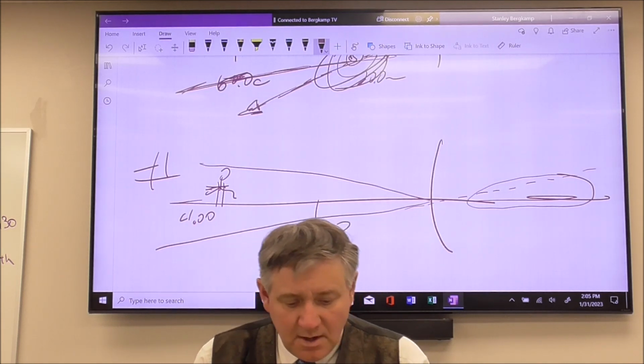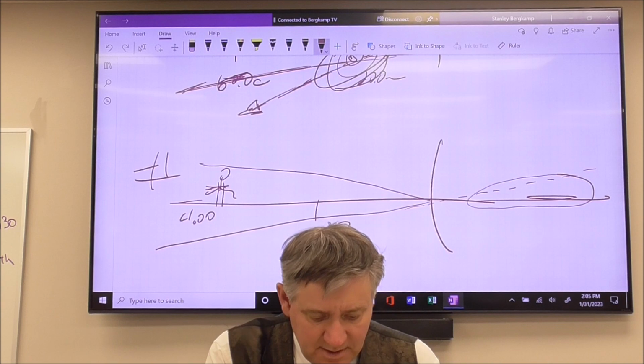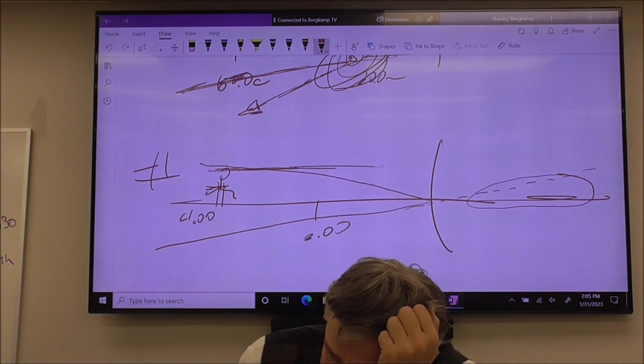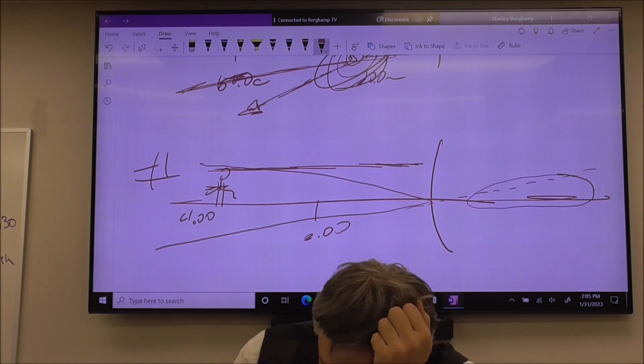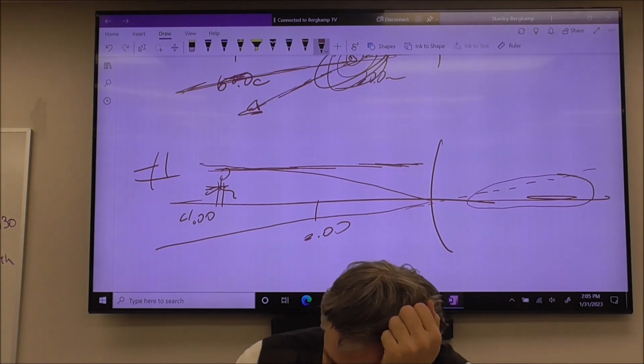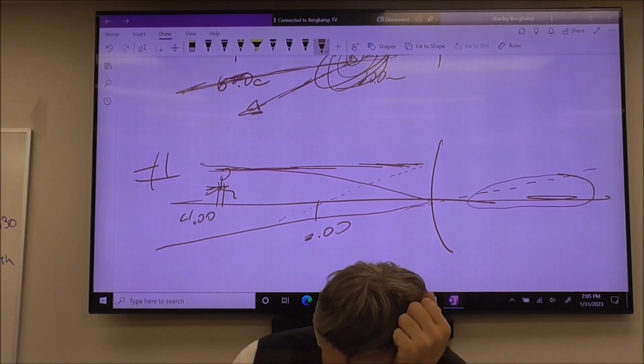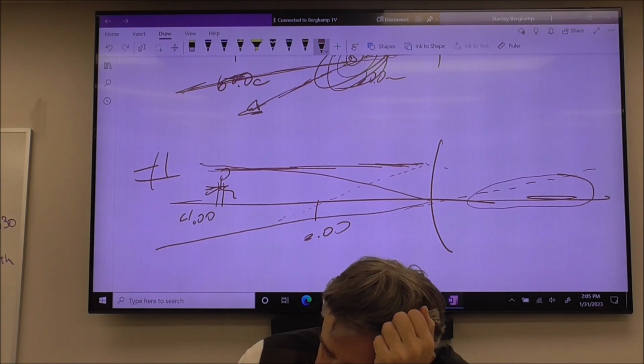Always going to happen. So when you do this diagram, you get that, and then you draw one parallel with it, and then it's going to try and go through that focal length. No, it's going to go through the focal length on the other side.